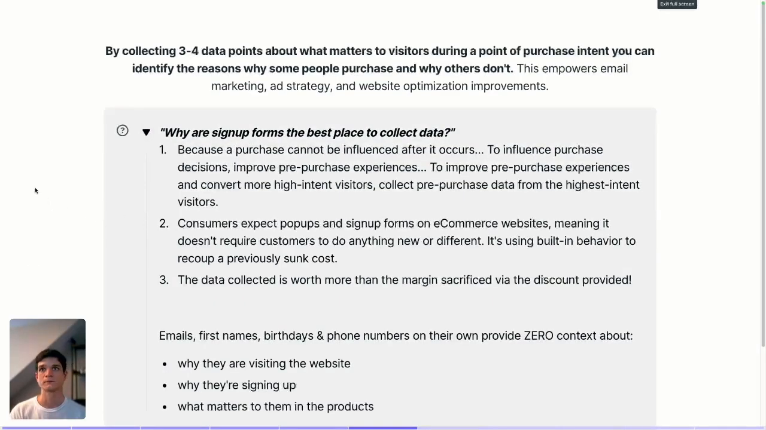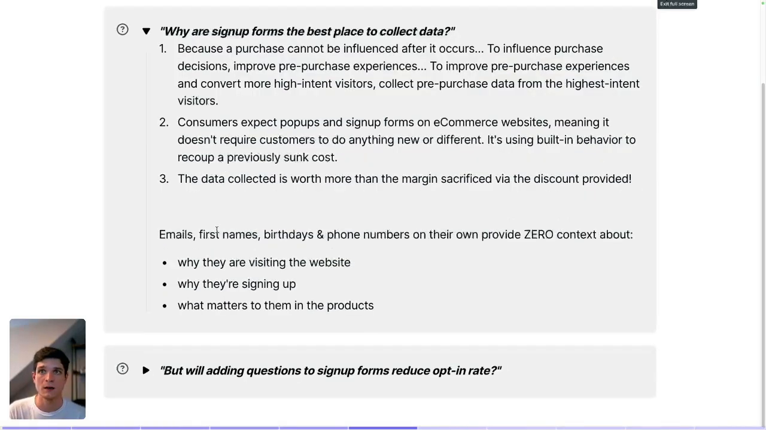There's a few reasons. One, like we talked about, a purchase cannot be influenced after it happens. Number two, consumers expect pop-ups and sign-up forms on e-commerce websites, which means it doesn't require customers to do anything different or rethink anything. It's using a built-in behavior to recoup a previously sunk cost. And number three, the data collected is worth far more than the margin sacrificed via the discount offered. Things like emails, first names, birthdays, and phone numbers, on their own, they provide zero context about why people are buying, why they're visiting the website, why they're signing up, and what matters to them in the products that you sell.